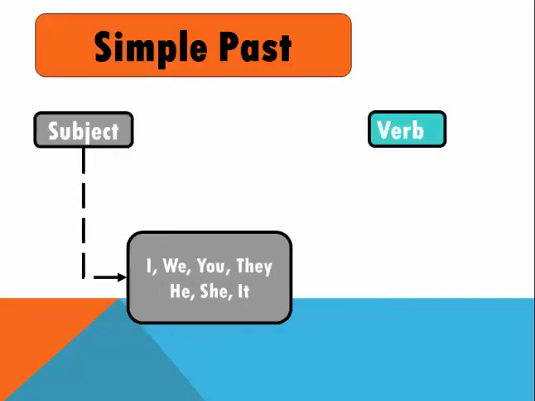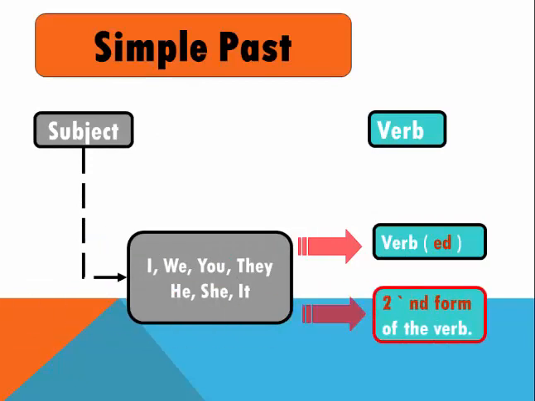Now we are going to talk about the subject. So there is no case here. Case 1, case 2, all are together. I, we, you, they, singular and plural, he, she, it, everything is there. We are going to use the second form of the verb. The second form of the verb: ed or second form.